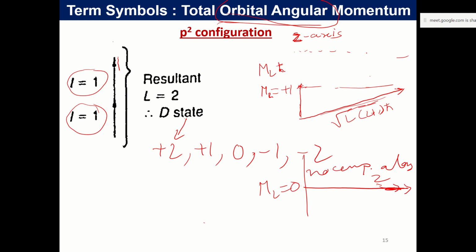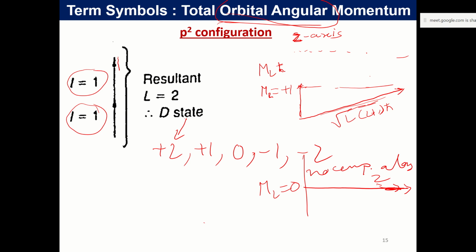For the simple one electron system in a multi-electronic system, this is how, again the things are similar. ml h cross is the component, l into l plus 1 h cross is the magnitude of the angular momentum, orbital angular momentum that we are talking about. So you are now understanding this.